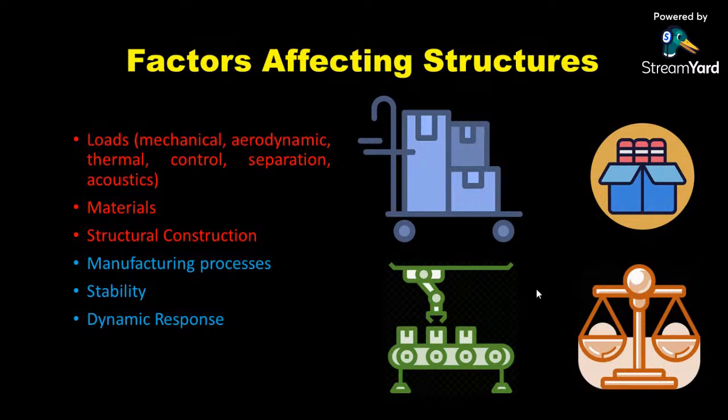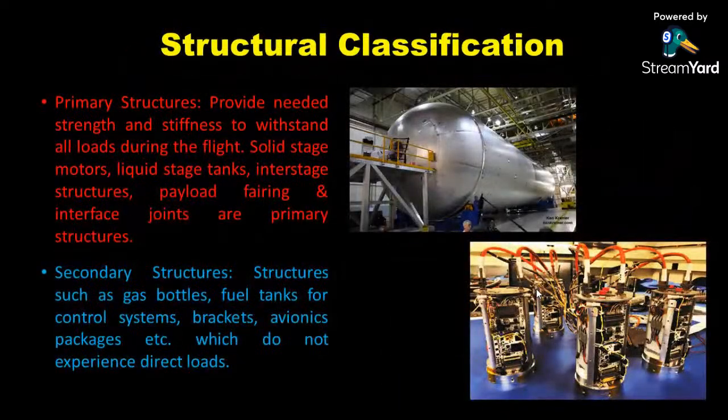Then there is also dynamic response, which affects structures. The dynamic response is how a rocket reacts over time to some changes done in some systems. So with that information, let's move ahead to structural classification. The structures are broadly classified into two types, primary structures and secondary structures.